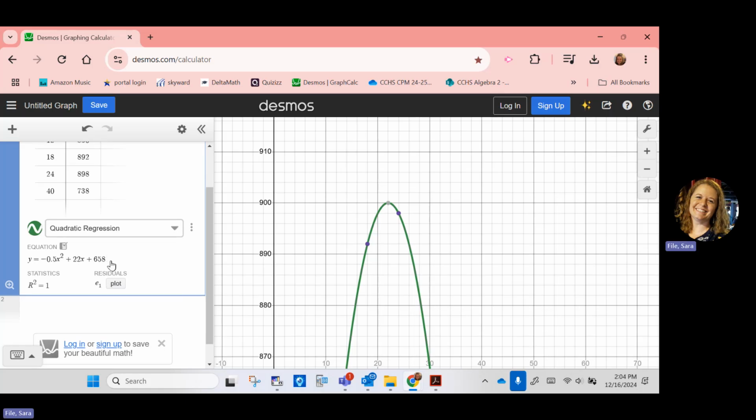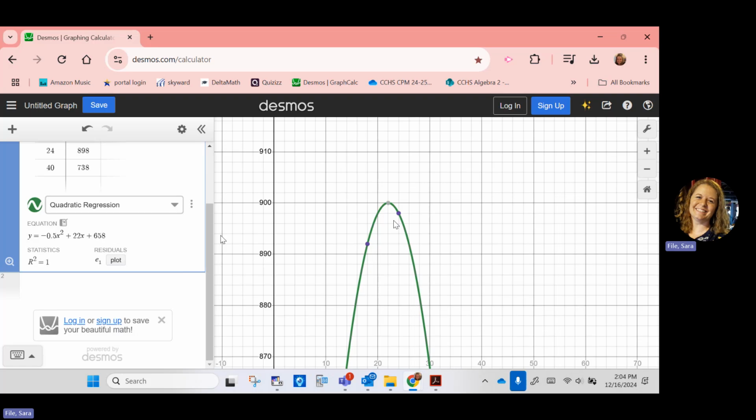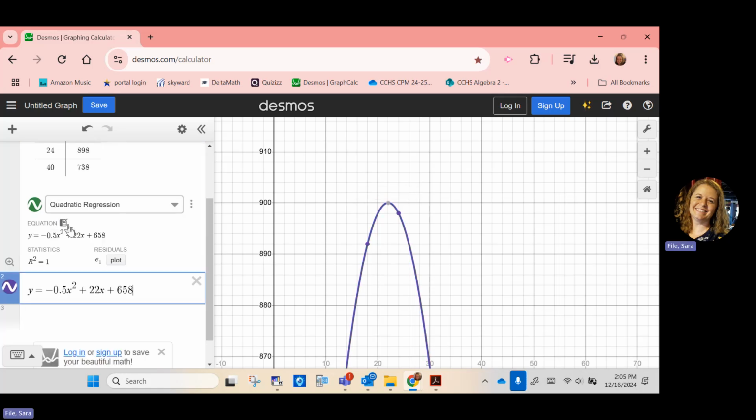And you don't even have to type that. So one, it's graphing it for you, so you don't have to type it out. There you can see 22, 900, same maximum. But if you wanted to plug in a number, you can just click here where it says equation, and it will paste that equation into the next line. And then you could plug in for X whatever you wanted to. So that's a little shortcut for the regression where you don't have to type anything in.